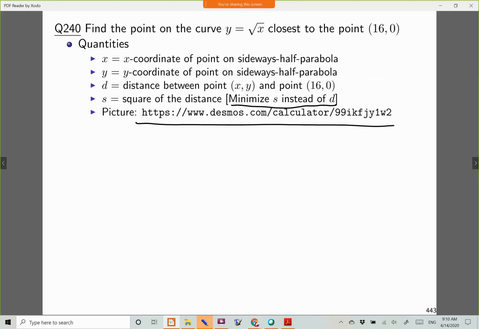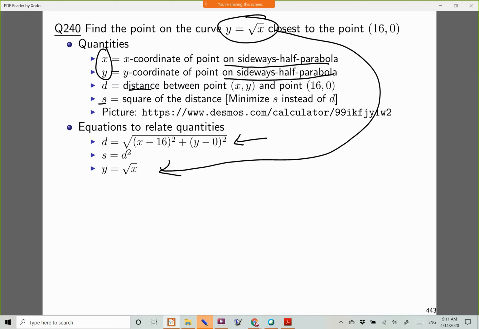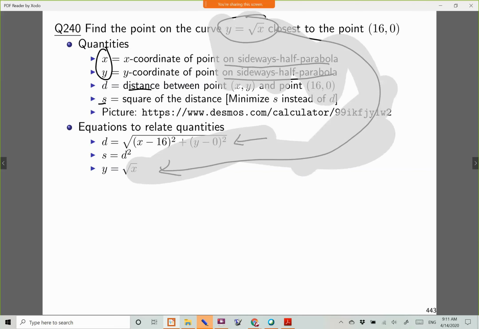Now we should take these 4 quantities up here and write any equations that will relate these things together. So first of all, there's the distance formula applied to this point and that point. It's the distance formula we just reviewed. If s is the square of the distance, then s is equal to d squared. And there's a way that the x and y coordinates here are related. They are points on the sideways half parabola, which is this curve. Therefore, that equation applies, right? This y equals root x applies. And so we have a total of 3 equations here, right?